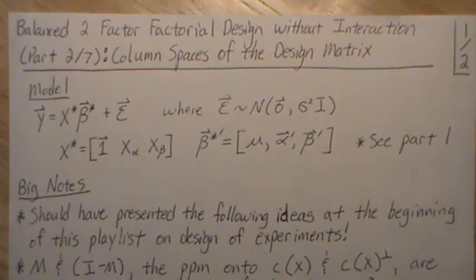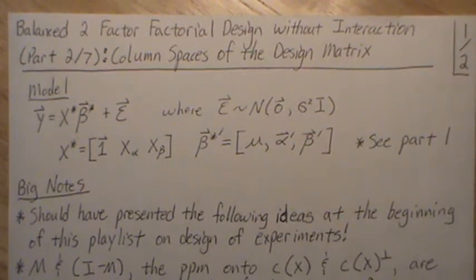Hello, this is the next video in a playlist that I'm calling General Linear Models, Design of Experiments. And within the playlist, I create little mini-series based on the different types of experimental designs. And in this little mini-series, we're doing balanced two-factor factorial designs without interaction. Now this is part 2 of a 7-part mini-series, and we're looking at the column spaces of the design matrix.